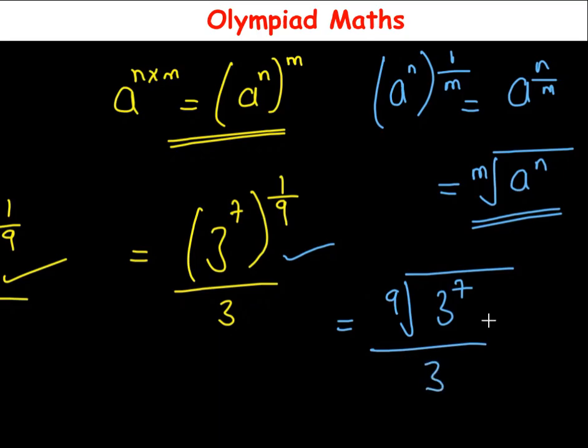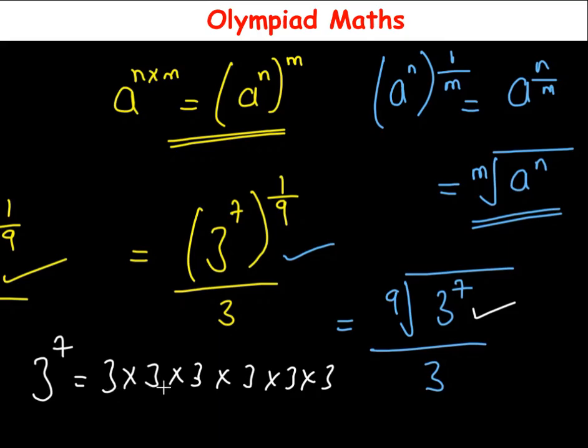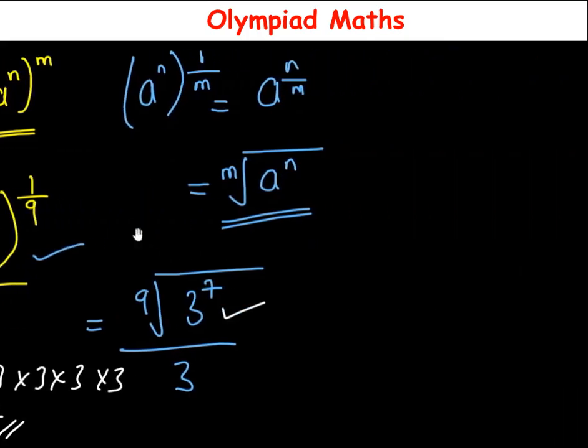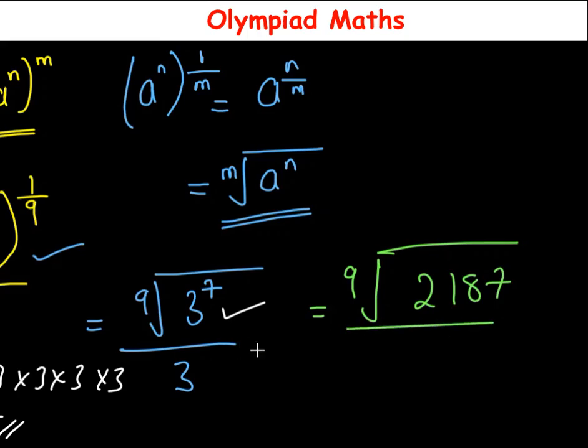To then get our final answer, we need to find the value of 3 raised to power 7. And 3 raised to power 7 is equal to 3 in 7 places. 3 times 3 times 3 times 3 times 3 times 3, 1, 2, 3, 4, 5, 6, 7 times 3. And if you multiply this, you will get the value to be equal to 2187. So in place of 3 raised to power 7, we will bring in 2187. So this will then be equal to the 9th root of 2187, then all over 3.